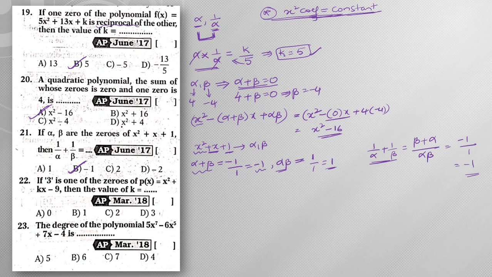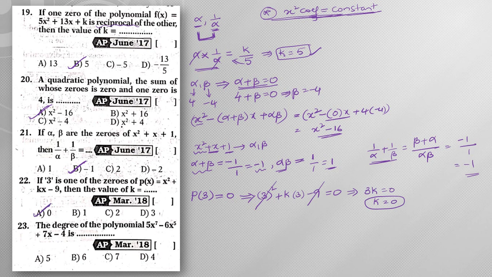Next, if 3 is one of the zeros, so already we have discussed about this. When you say 3 is one of the zeros, then P of 3 will be equal to 0. So from this, what can you write? P of 3 is equal to 0 means 3 whole square plus k times 3 minus 9 is equal to 0. So 3 square is 9, so this plus 9 and this minus 9 we can cancel out. So from this, what I am going to get? 3k is equal to 0. So from this, k is equal to 0. Hence the answer for k is 0.